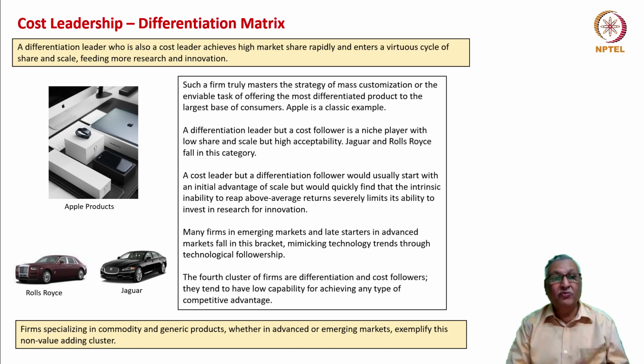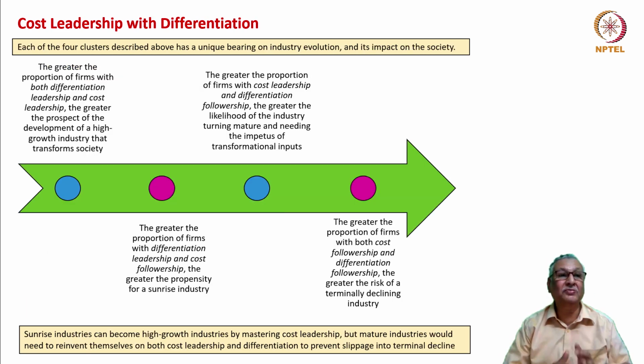The fourth cluster of products, or differentiation and cost followers, they have obviously the low capability for achieving any type of competitive advantage. Firms specializing in commodity and generic products, whether in advanced or emerging markets, as I said, exemplify this non-value adding cluster. We have to move into the value adding clusters. We may not go from the bottom left to the right top quadrant immediately, but we can make this progression based on the strengths and weaknesses we have.